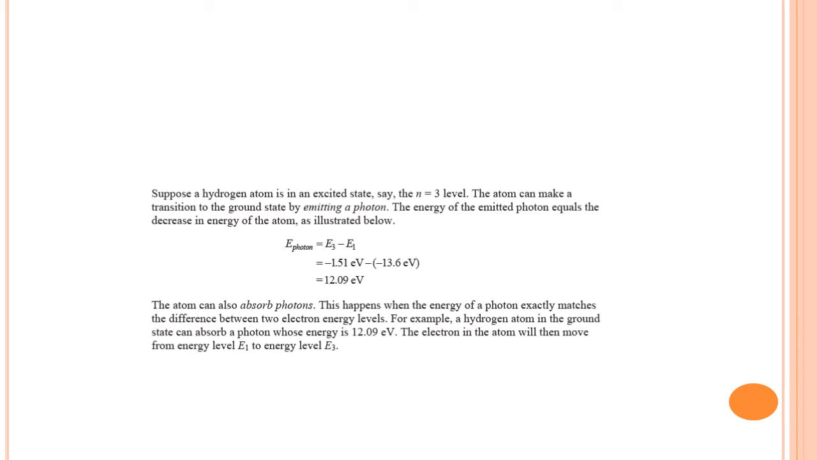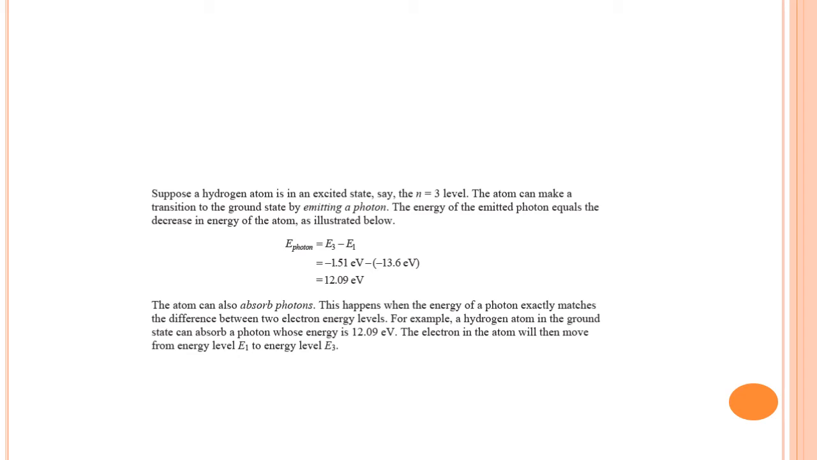So suppose a hydrogen atom is in an excited state, say the n equals 3 level. The atom can make a transition to the ground state by emitting a photon. The energy of the emitted photon equals the decrease in energy of the atom as shown below. So my energy of the photon is E3 minus E1. In this case, it's minus 1.51 electron volts minus minus 13.6 electron volts, which is 12.09 electron volts. The atom can also absorb photons.